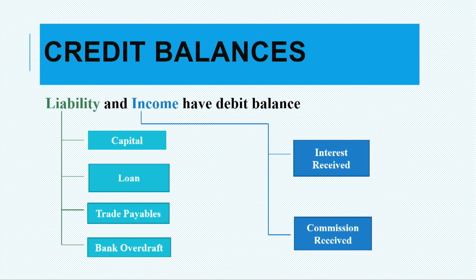Liability and income have a credit balance. Liability is what the business owes. Examples of liability are loan, trade payables, and bank overdraft. Income refers to money flowing into the business. Examples are interest received and commission received.